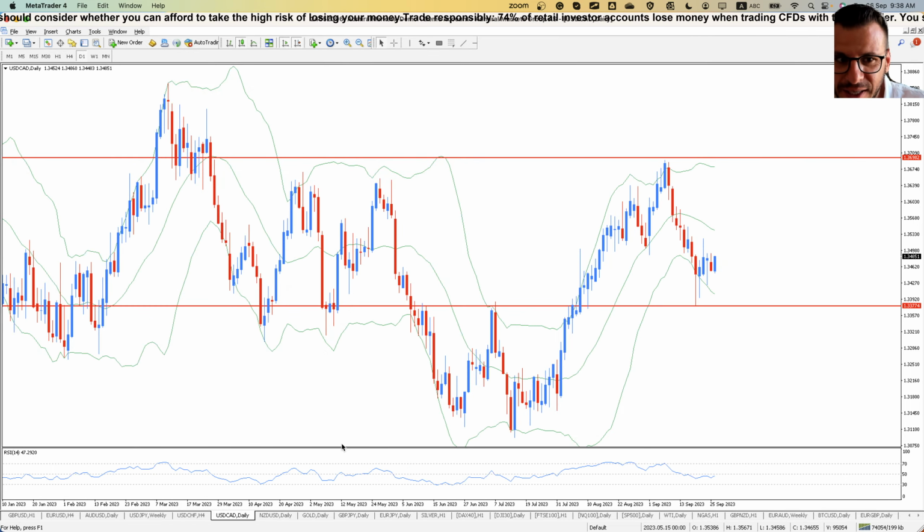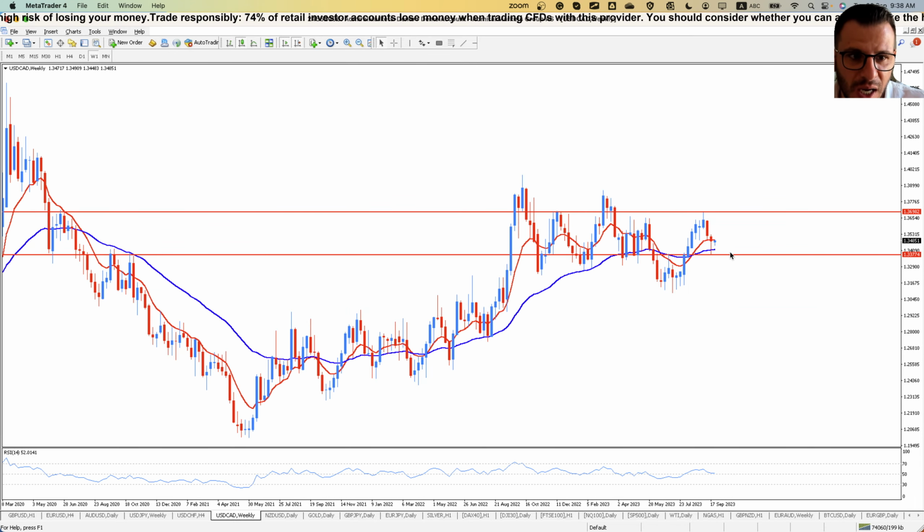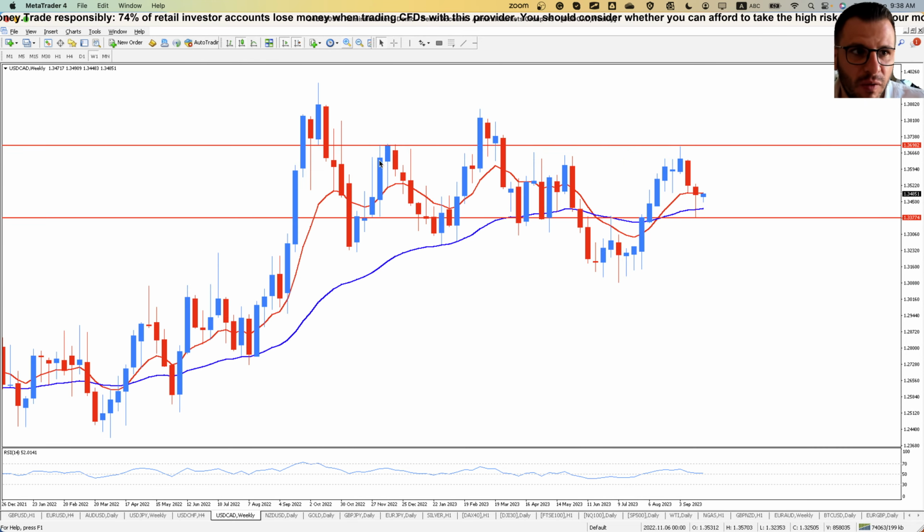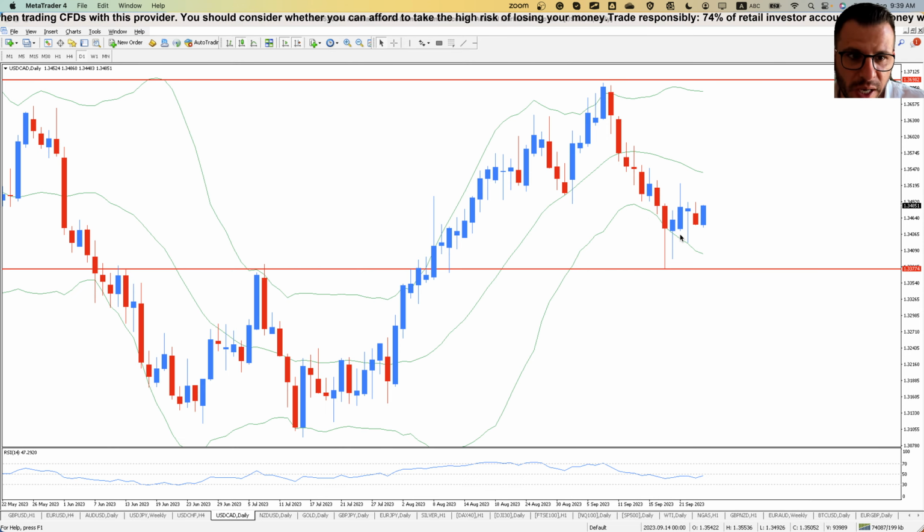Next one, USD Canadian dollar, daily chart or weekly chart. Price bounced at an area of strong support, I can say, because it's supported by the 10-period moving average on the weekly chart. That's equivalent to the 50-period moving average on the daily chart. And the moving averages cross, so it indicates bullishness in the market. Rejection on the weekly candle here means buyers were in control the last week.